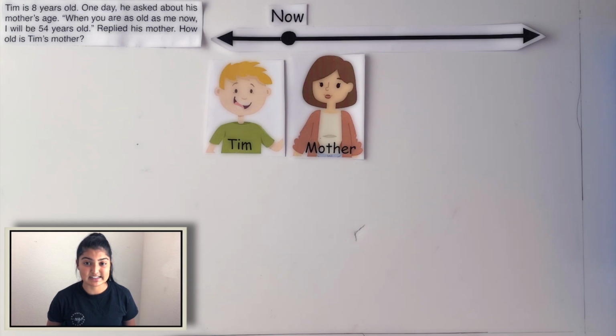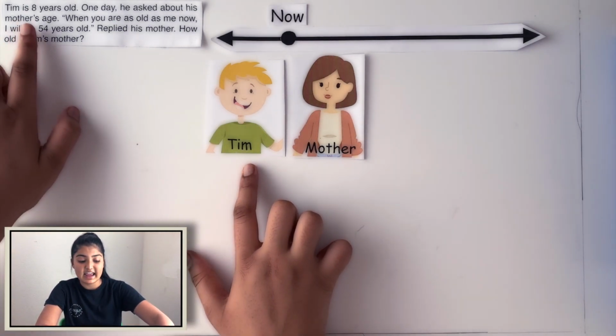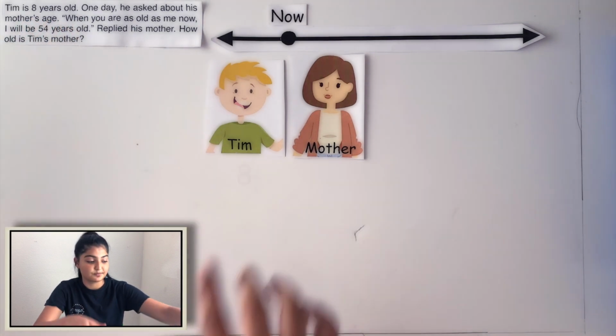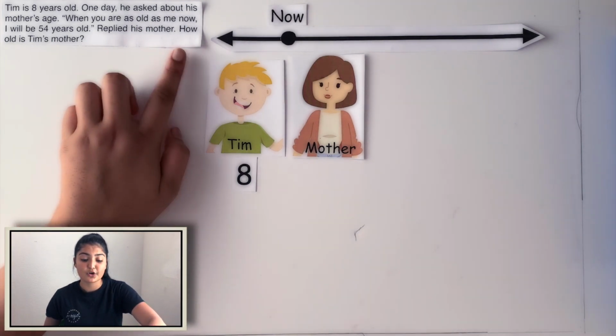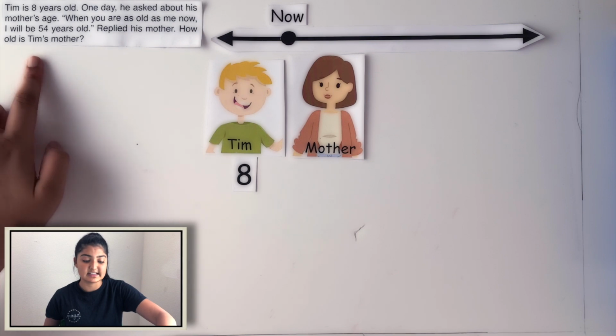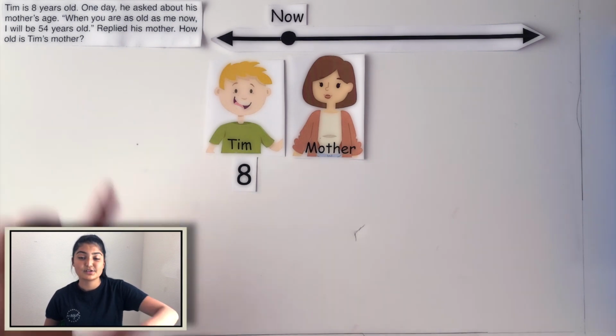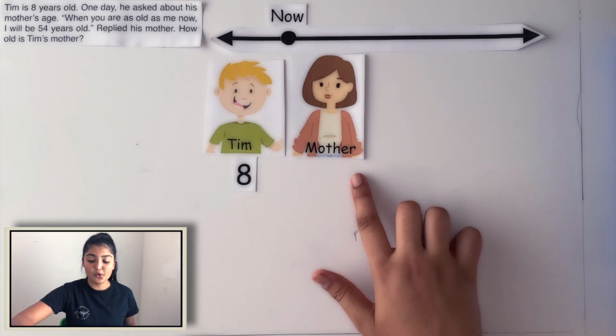The problem tells us that Tim is 8 years old. So now we know Tim's age. But what about his mother? Well, as you can see, the question asks us, how old is Tim's mother? So that means that we need to find how old his mother is.